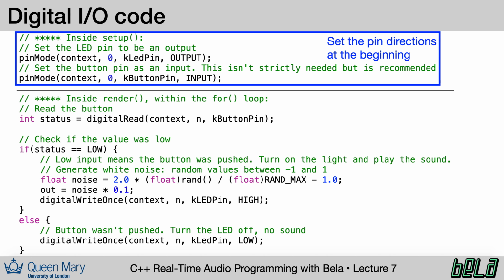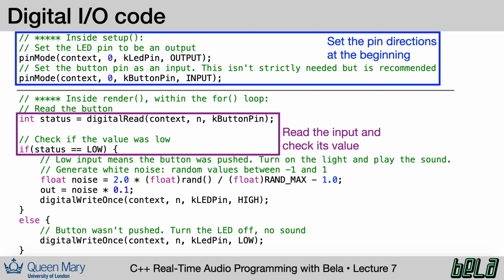Inside of setup, the pinMode function is called for each of the two digital pins that we want to use. This sets the LED pin to be a digital output and the button pin to be a digital input. Note that the pins default to being inputs unless you tell them otherwise, but it's good form to call pinMode for every pin that you want to use.